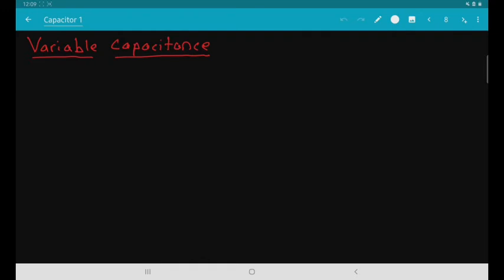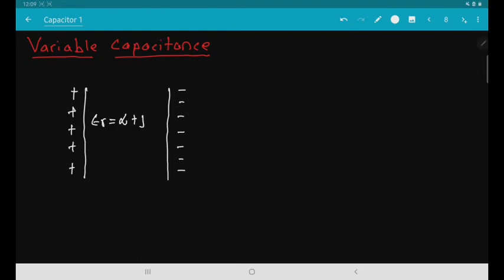Variable capacitance means we have a dielectric in between the plates, but this dielectric is varying, or the relative permittivity of this dielectric is varying with some x or y. For example, we can take some alpha plus beta y. The dielectric is varying as we go in upward direction, because y is there, that means we are moving in vertical direction and there is change in dielectric.